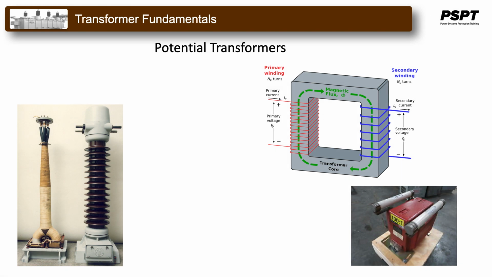For potential transformers, in general, the ratio of the secondary voltage to the primary voltage is governed by the turns ratio of the windings of the transformer. This relationship is not completely exact for the following reasons.